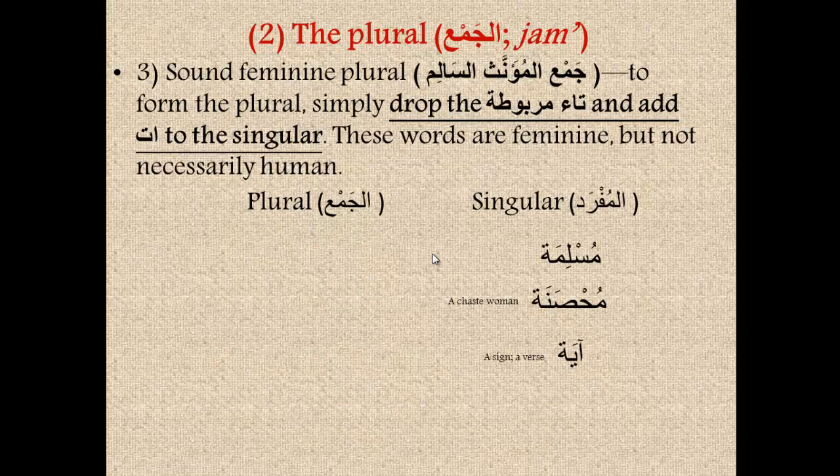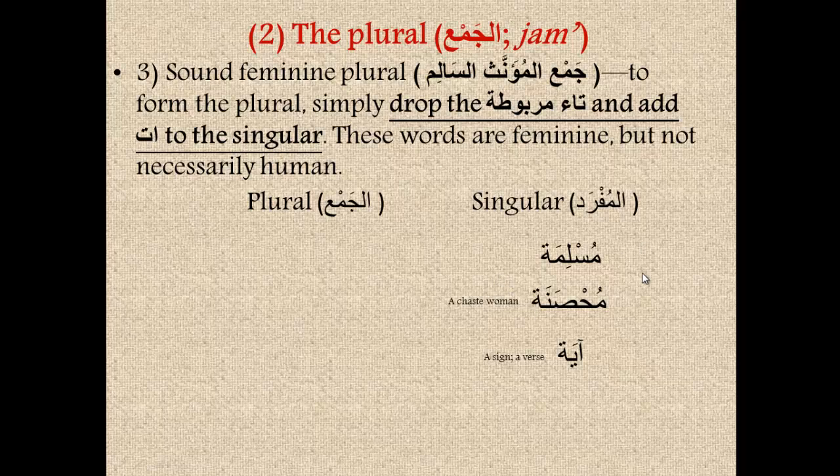And the last type of plural is called the sound feminine plural, جمع مؤنث السالم. To form this, we simply drop the ta marbuta at the end of the feminine singular, and we add at to the singular. We add at, which is an alif and a ta. These words are feminine, but not necessarily human. Let's take a look at a few examples.